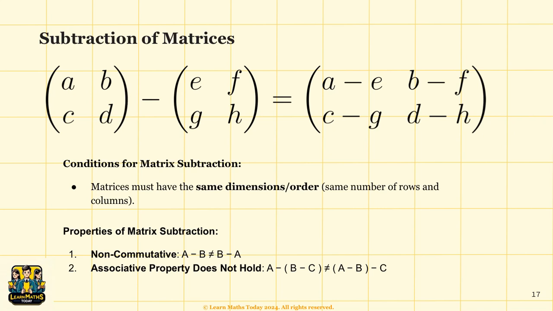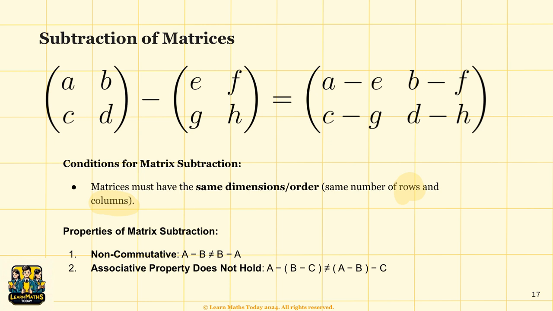Next, we're going to explore matrix subtraction. This is pretty similar to the one earlier on addition. And subtracting two matrices is also pretty straightforward. For the matrix subtraction to be valid, the matrices involved must have the same dimension, meaning they have the same number of rows and columns. You can only subtract matrices that are of the same order.